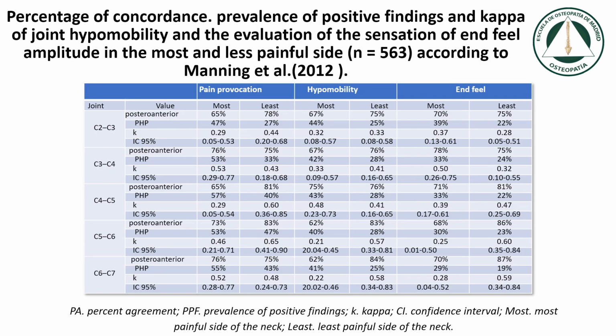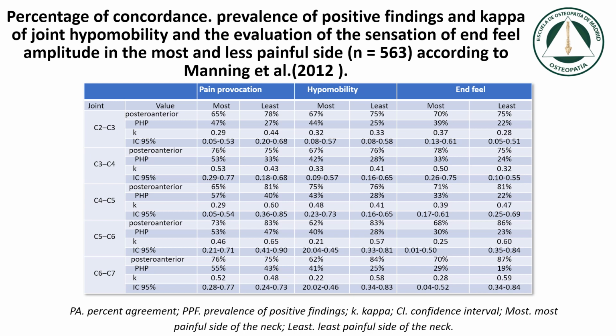In the study by Manning et al. 2012, on segmental mobility tests they showed agreements for the detection of hypomobility between 62 and 84%, and for the sensation of end of amplitude ranged between 68 and 87%. Kappa values on the more painful side were reasonable to moderate for the detection of hypomobility, 0.29 to 0.53, and for the sensation of end of amplitude, 0.25 to 0.50.